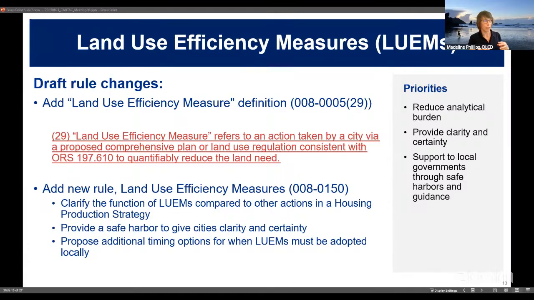We're hoping to clarify the function of a land use efficiency measure: that it's a land use decision, and it requires findings and quantifiable validation if a city wishes to exceed some of the criteria related to efficiency measures. We've also developed, and you'll remember in your packet, a safe harbor opportunity to give cities more clarity and certainty when they move into their urban growth boundary work. And we've also proposed some timing changes to the ways that cities address or adopt land use efficiency measures.